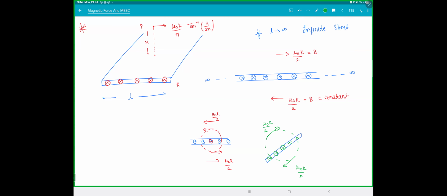All clear with this? So do remember that result. So mu naught k by 2, and the direction is given by choosing any one wire and finding the direction. If it is rotating right, then all the fields will be right. So the fields will be in opposite directions. Clear?